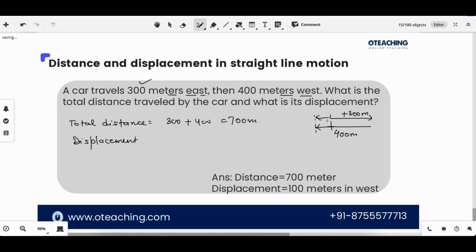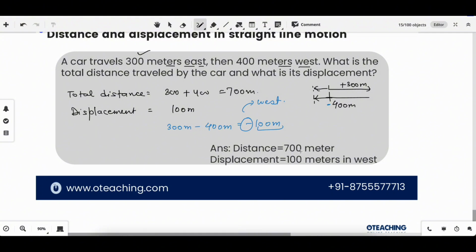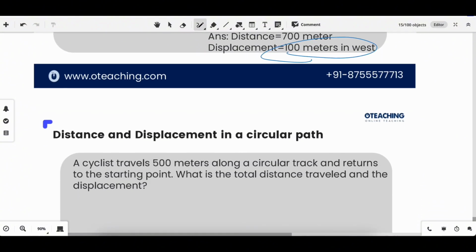In which direction? That is in the west direction. Okay, so you write 300 meter. And if you still have a confusion, you can write it as 300 meter minus 400 meter. Why minus 400? Because the car is traveling in the west direction. So it comes out to be minus 100 meter. 100 meter becomes the magnitude of the displacement, and negative sign represents that the net displacement is towards west. Okay, so either you write minus 100 meter or you write the answer in this way, 100 meters in west.